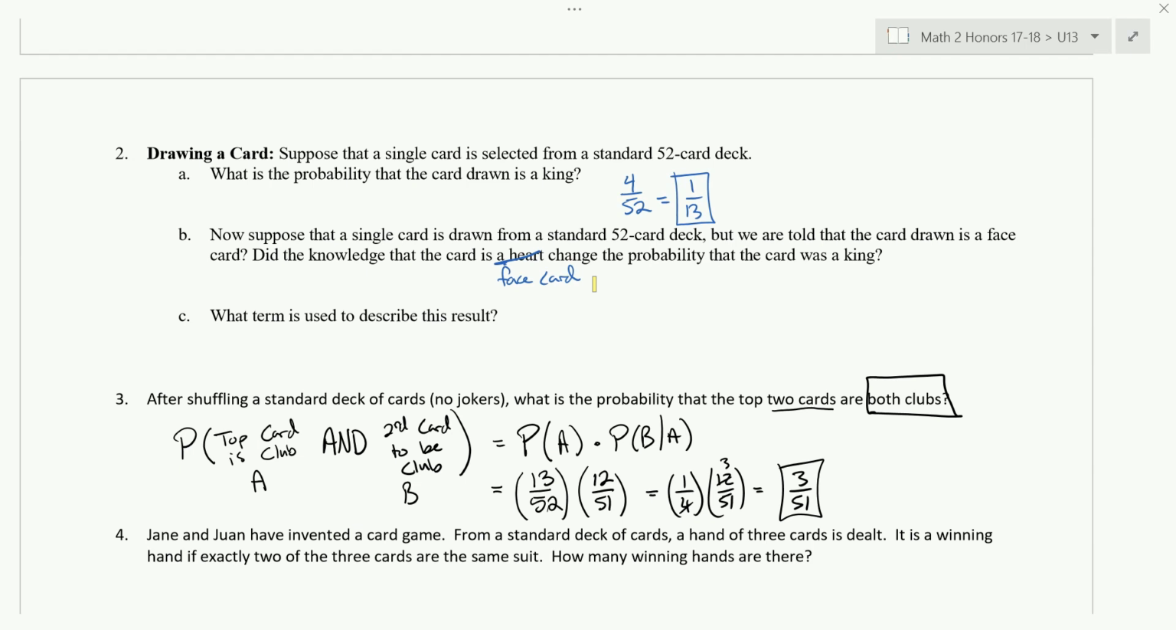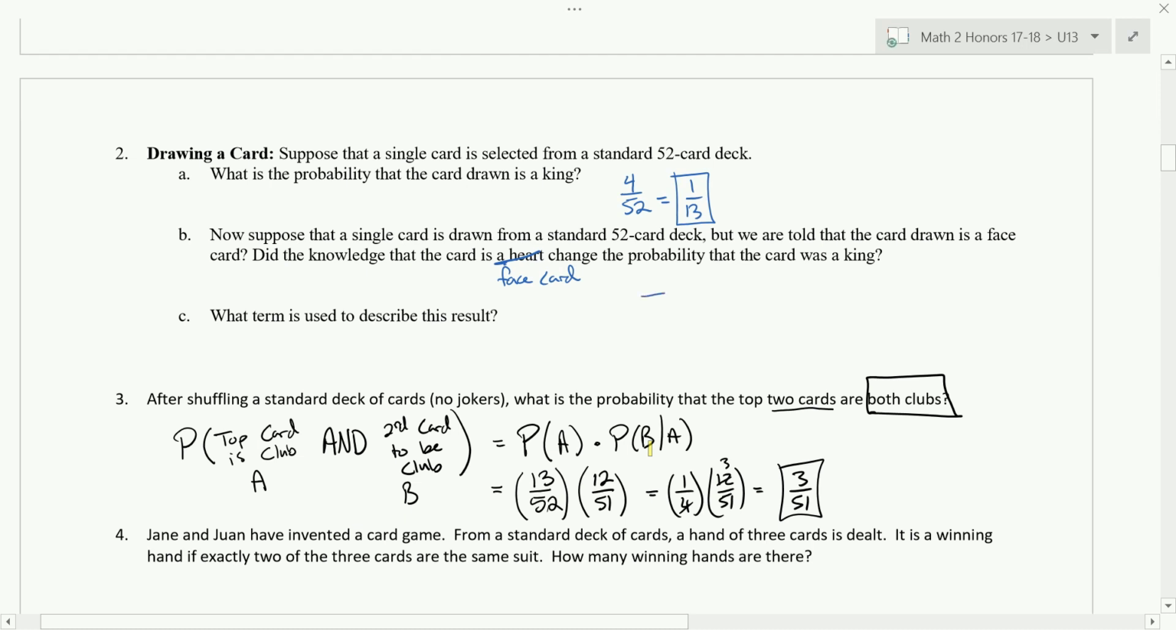So now let's just tackle this with face cards. So by knowing it's a face card, it does change it. And what does it change in our fraction? So we had 4 out of 52 before. What does it become? Close. 4 out of 12.